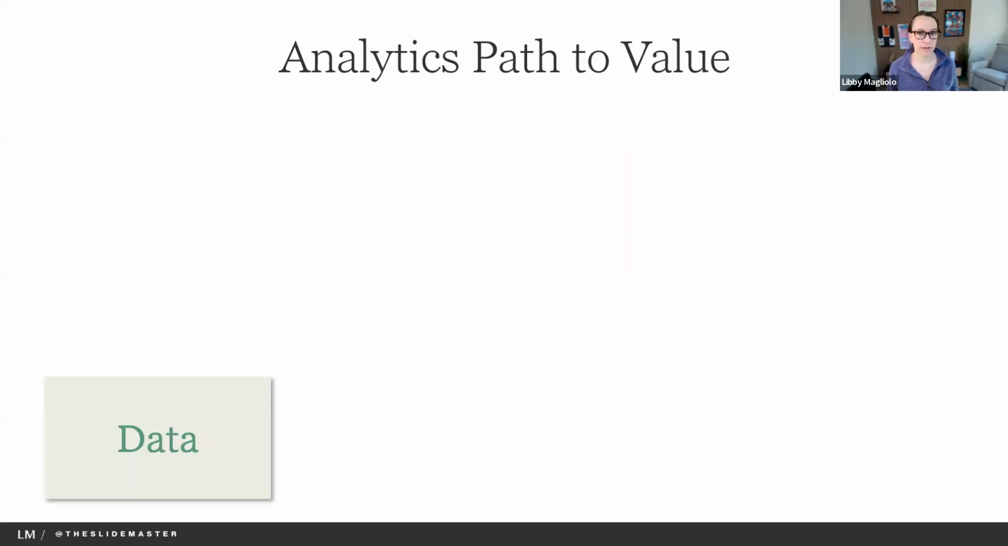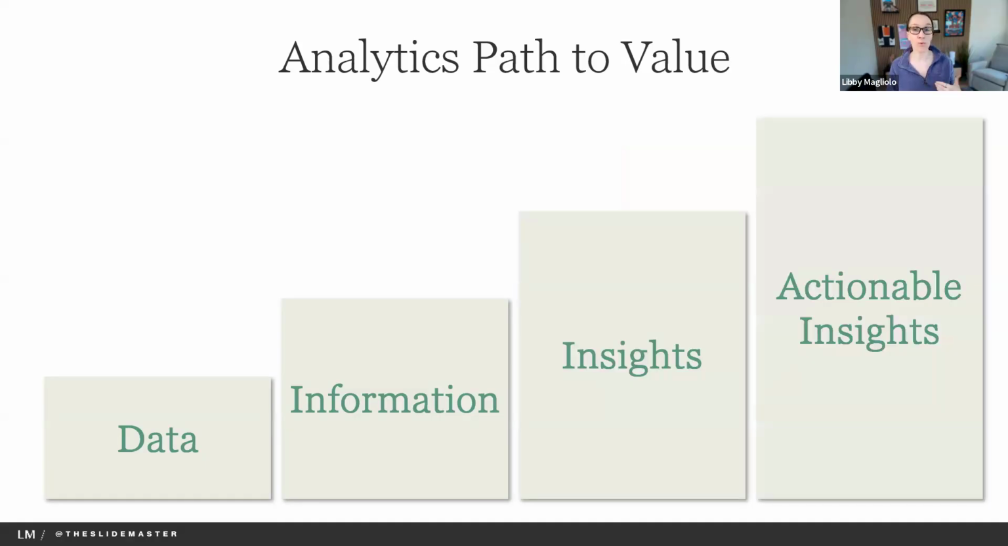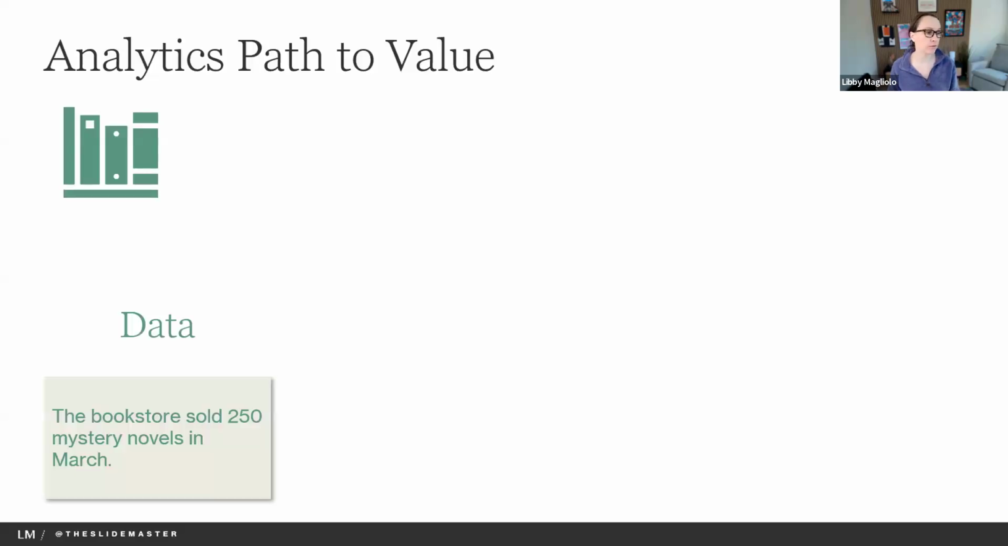So what does that look like? So we start with data. We just have raw data, numbers, like I showed you earlier. Ideally, we're graduating from data to information, then from information to insights, but we don't stop there. We want to go one step further into actionable insights. Again, we're doing this work on behalf of our audience so that they don't have to. So let me show you what this could look like when we're following this analytics path to value.